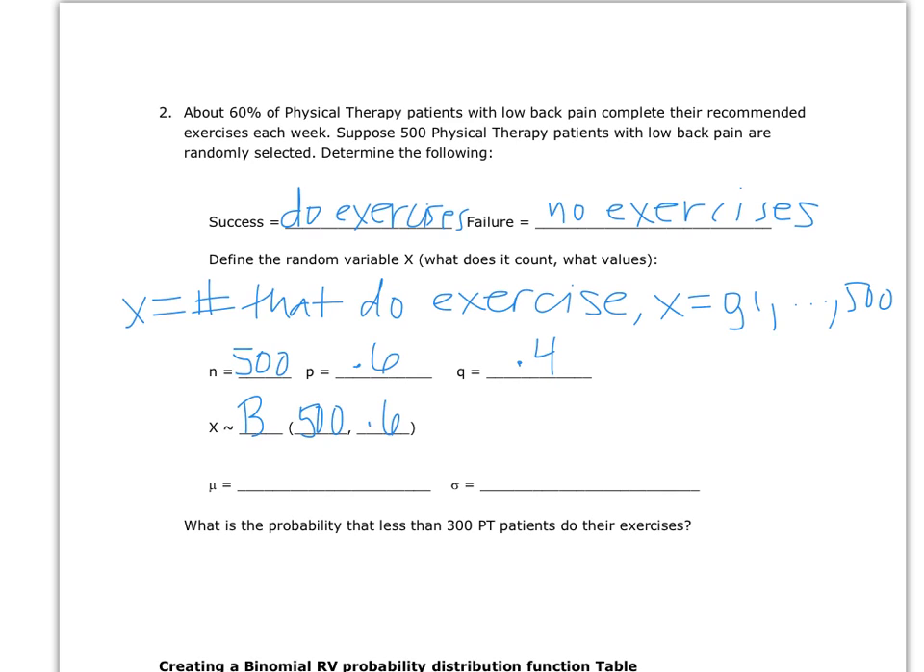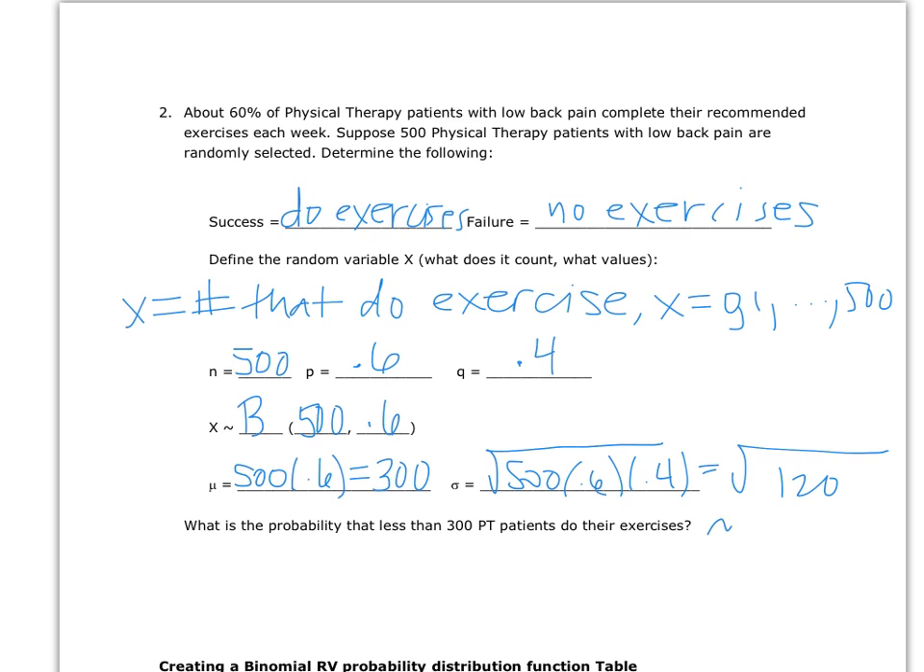All right, calculating the mean. We're going to take 500 times 0.6. So we're going to get a mean of 300. So if we do this over and over, we can expect 300 of the 500 are going to report that they do the exercises. All right, standard deviation. 500 times 0.6 times 0.4. So we get the square root of 120, which if we round to one decimal place, rounds to 11.